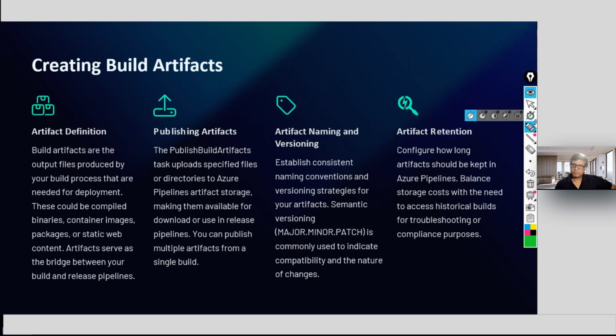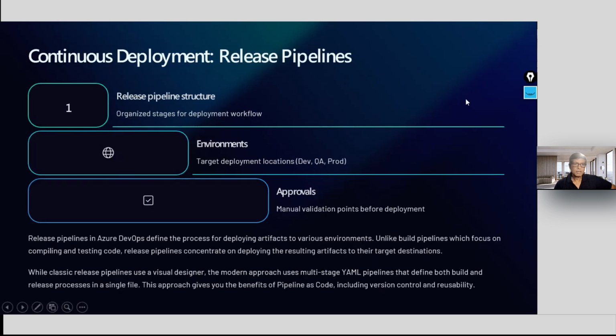Any question? So the continuous deployment release pipeline is one release pipeline structure. So organize stages for deployment workflow. You have to define the environment, target deployment environment, whether it's a dev environment or a QA environment, that is the testing environment, or a production or a pre-production environment.